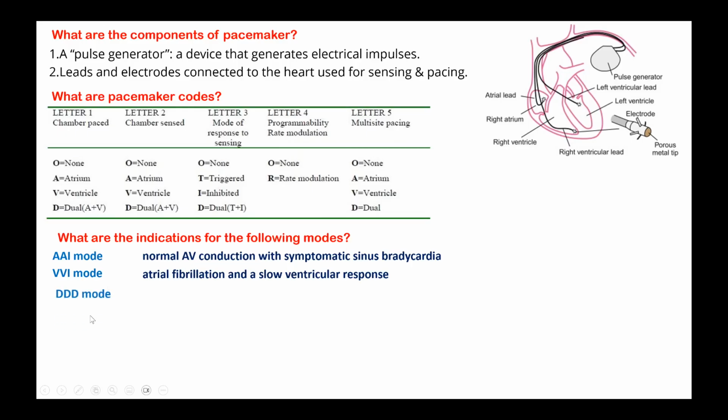And there is a dual mode, DDD, that is both atria and ventricles are paced, both are sensed, and both inhibitory and triggering are there. So in which condition will you use this? Third degree heart block and second degree heart block, complete heart block with normal sinus node function. In this condition, you use this particular mode of stimulation.